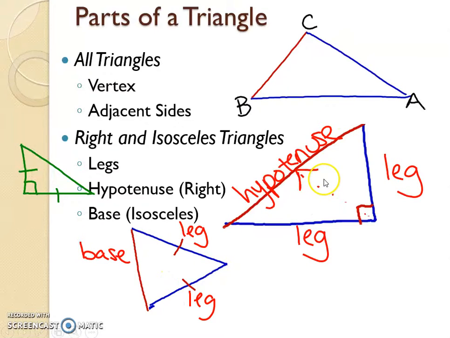So right here, this is a right triangle. Leg, the right angle is there. The side that is right across from 90 degrees, the longest side, the slanted side, we call this the hypotenuse. It's always across from the 90 degree angle. And then for isosceles, we say this is the base, and then you have a leg and a leg. These two are congruent. So an isosceles triangle has a base and two congruent legs.